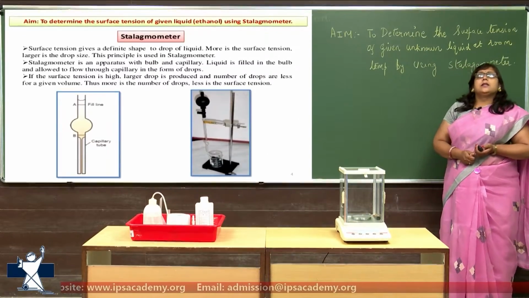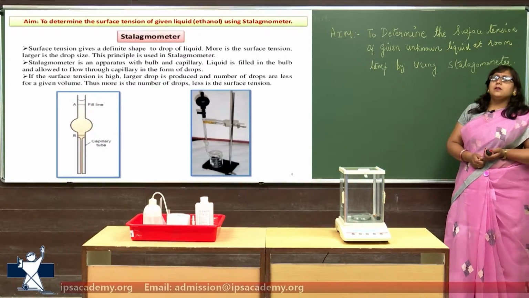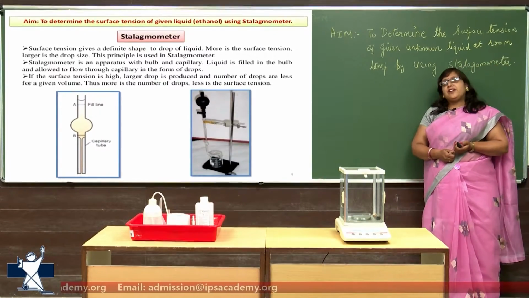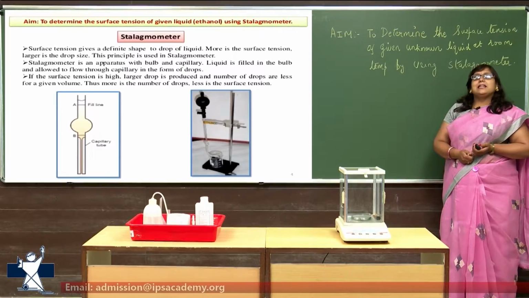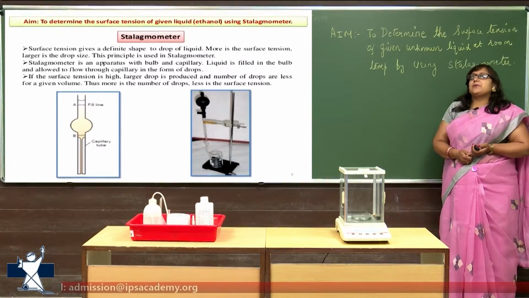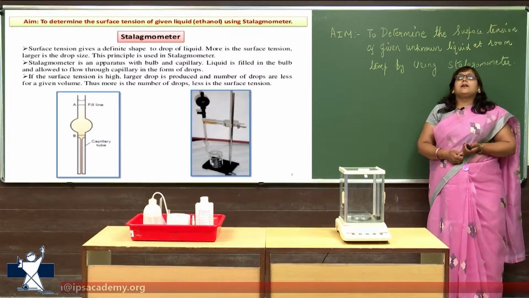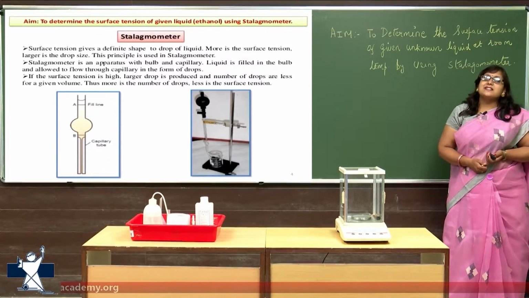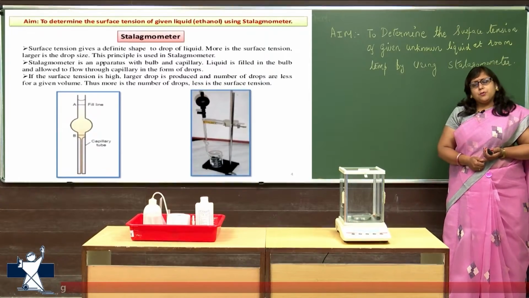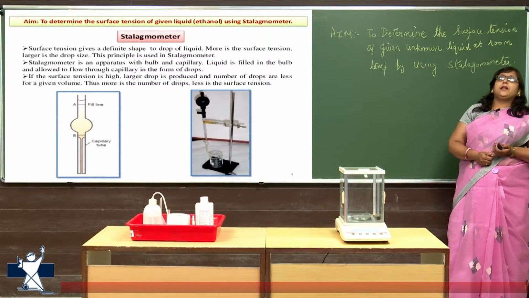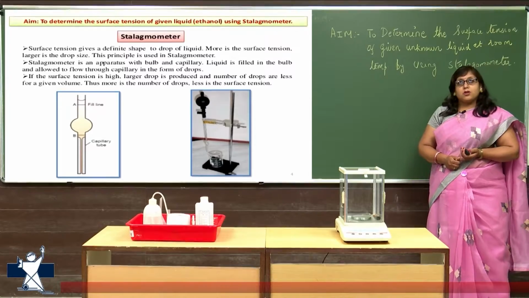Now, this is the stalagmometer. What is the work of the stalagmometer? Surface tension gives a definite shape to a drop of a liquid. The greater the surface tension, the larger the drop size. This is the principle of the stalagmometer. So if we take a liquid of more surface tension, the drop size will be larger, and if we take a liquid of less surface tension, the size of the drop will be small.